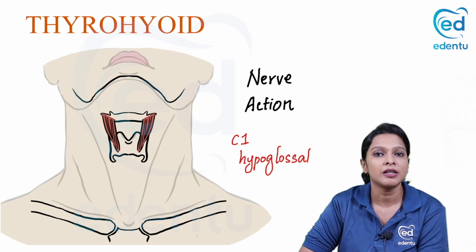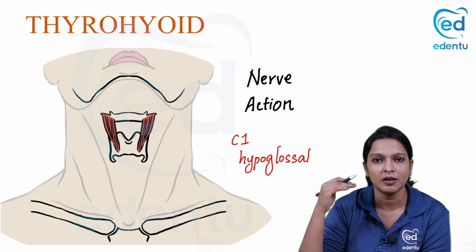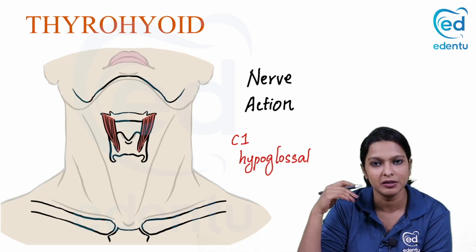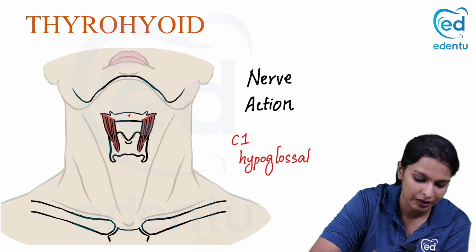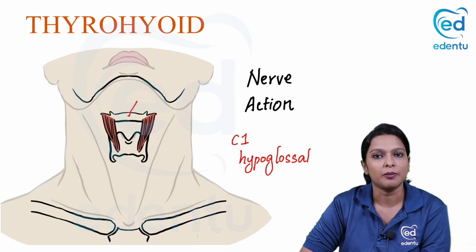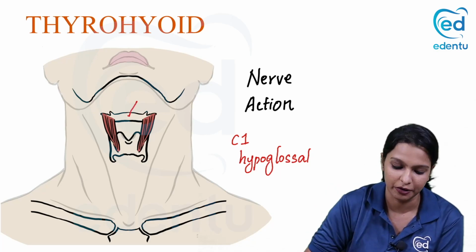And the action, in general for all the infrahyoid muscles, just see which is the upper bone. It always depresses the upper attachment. So here, which is the upper bone? The hyoid bone. So it depresses the hyoid bone. That is the function of thyrohyoid.